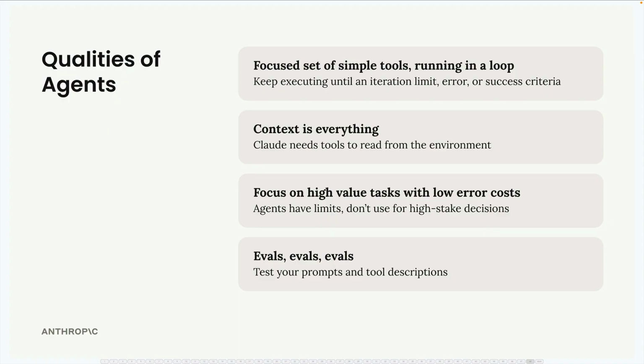Third, we really want to think about using agents only when we have a high-value task where an error or failure won't have a large economic or safety impact. And finally, the best way to make sure you are building an effective agent is evals. Creating some evaluation criteria and evaluating your agent against it is the only way to ensure that you are making an effective agent.